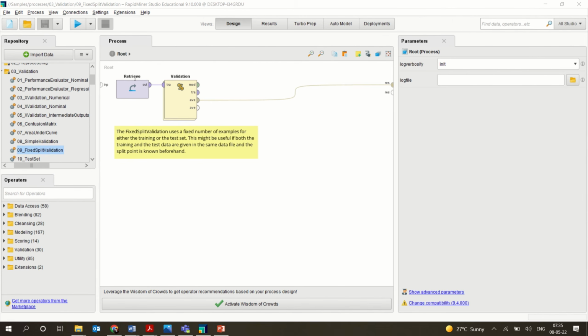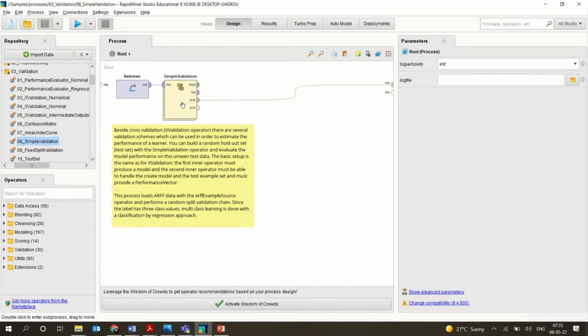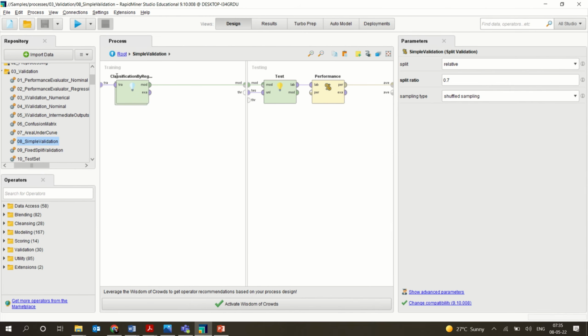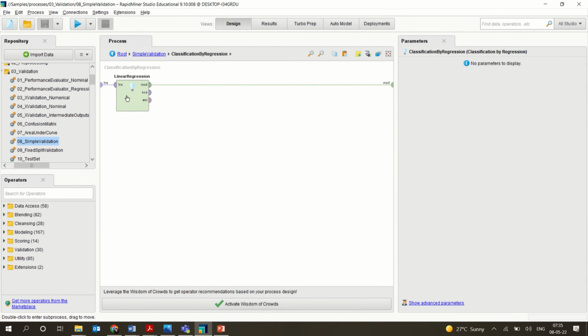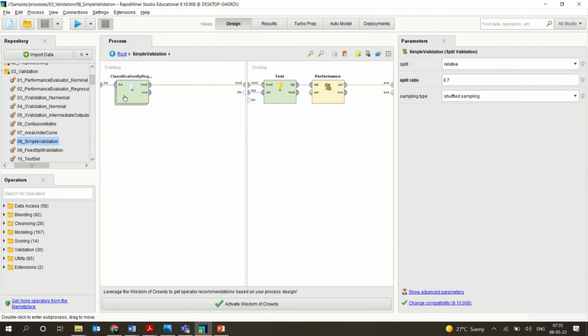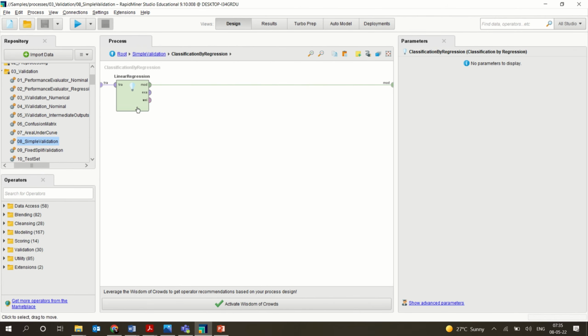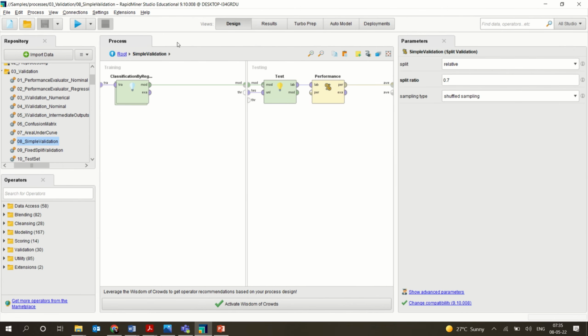Another example you will see is the simple validation. In the simple validation, there is a training and testing, and in it they have a linear regression operation. This is basically a classification by linear regression. You have given this, and then done the classification by that. When you look at the model, you have a linear regression model which is used for classification. This is how you have done it.